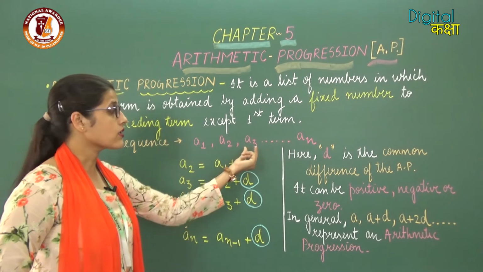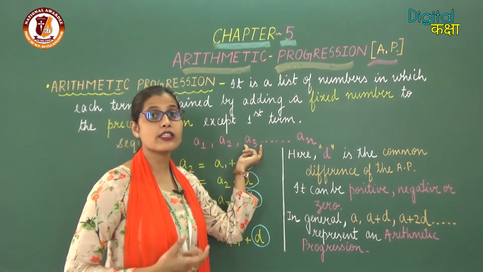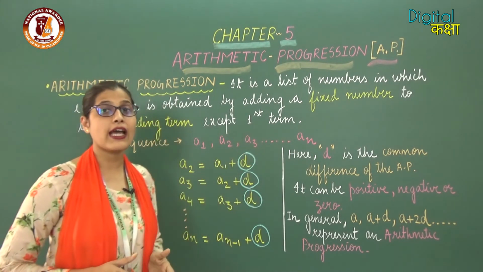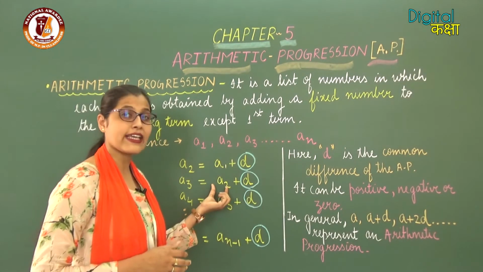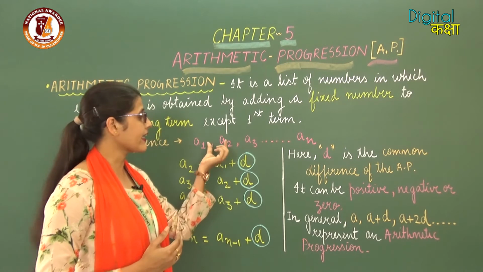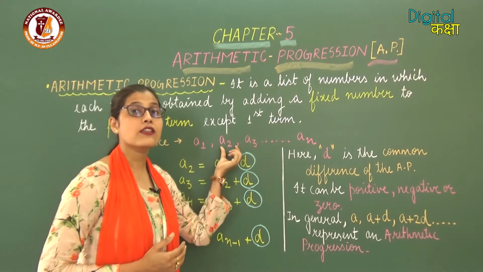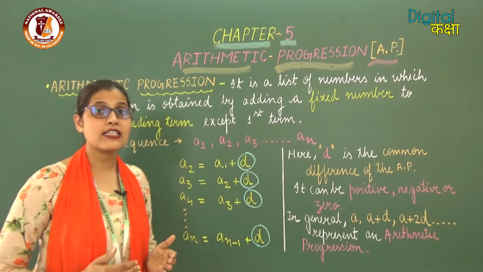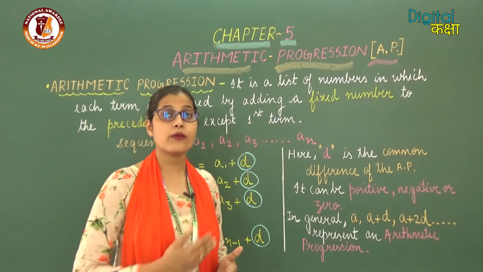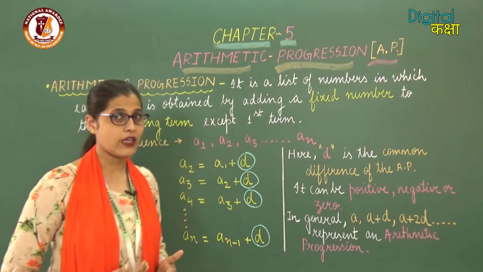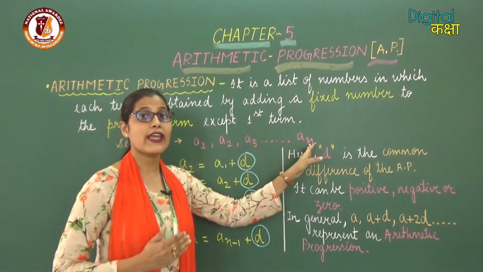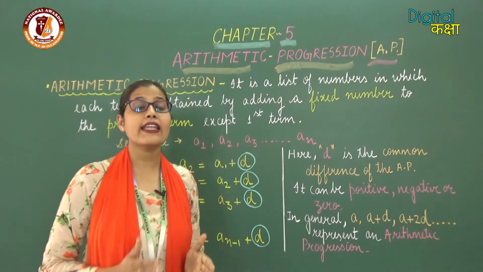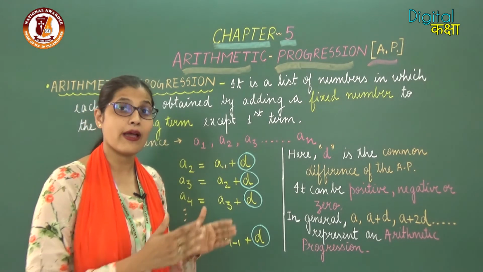fixed difference to the preceding term, which means that we will be adding that difference to the first term. To get the third term of the arithmetic progression, we will be adding D, which is the common difference, to the second term, as the second term is preceding the third term, which means that the second term is coming before the third term.